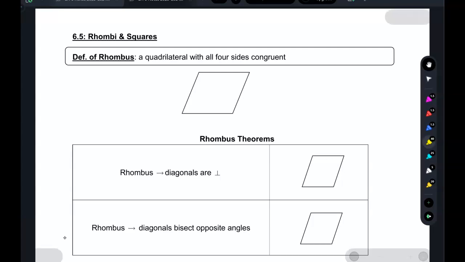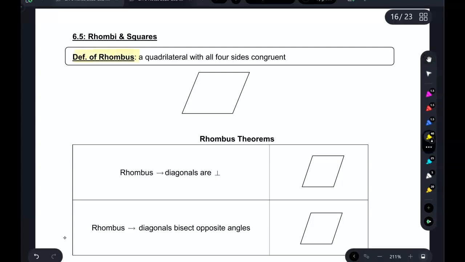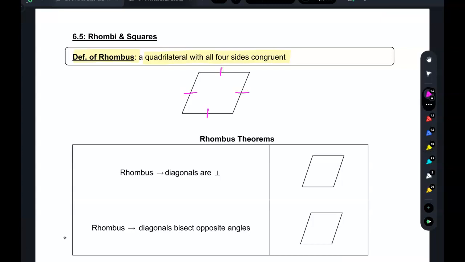Okay. So let's start off with the definition of a rhombus. This is a quadrilateral with all 4 sides congruent. So every side has to be the same. This side, this side. All 4 sides are congruent.